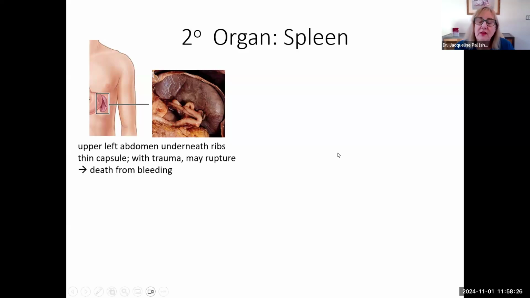All right. Moving on to your secondary organs, right up here, tucked under your rib cage on the left upper part of your abdomen is your spleen. It has a very thin capsule and a very large tortuous blood vessel. So there's a big blood supply to it. And because of that thin capsule, with a little bit of trauma, it can rupture, especially if you break an overlying rib. And you could bleed to death quite quickly from a ruptured spleen.